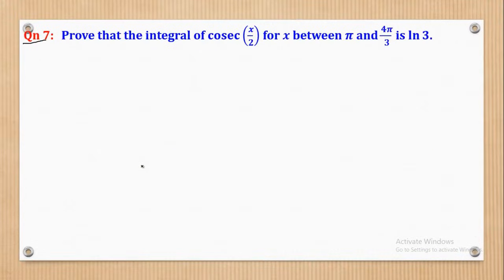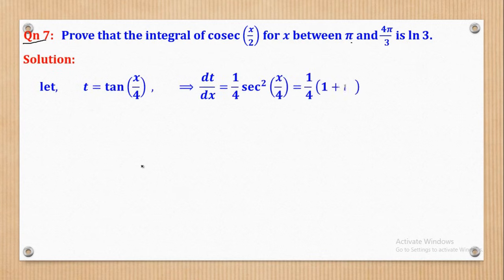So now we shall go to question 7, which says prove that the integral of cosec x over 2 for x between pi and 4 pi over 3 is ln 3. So first of all, the angle has no power, so t will be equal to tan half the given angle. The angle was x over 2, so half of it will be x over 4. Then when I differentiate, I'll come up with dx being equal to 4 dt over 1 plus t squared.